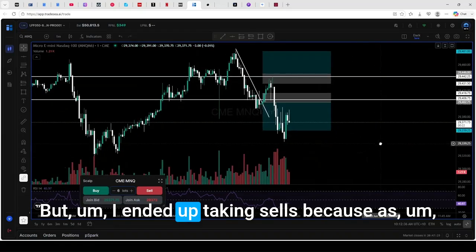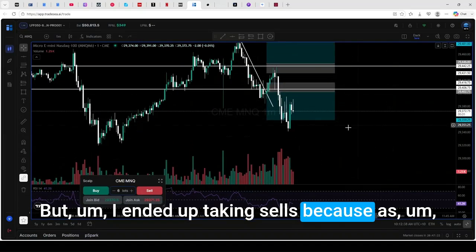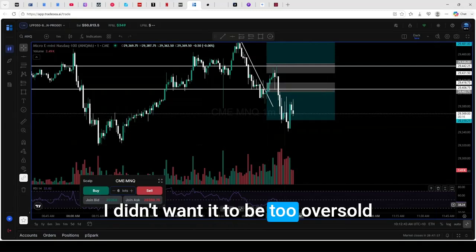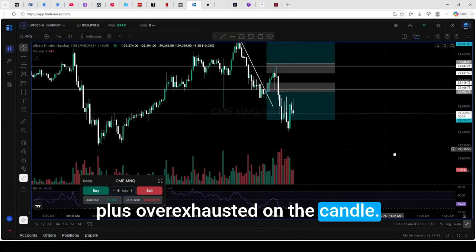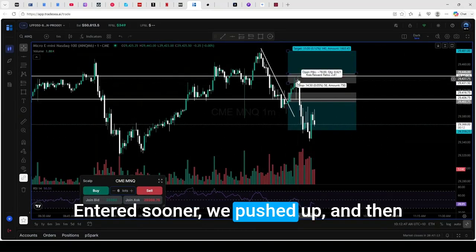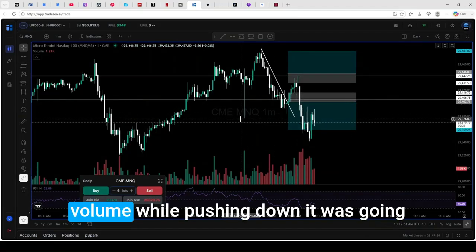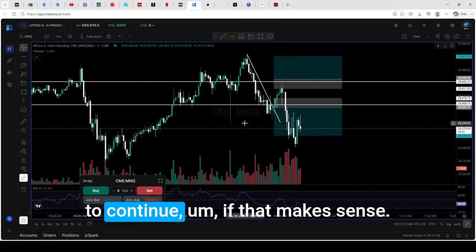I ended up taking sells because as of this point, once again, I didn't want it to be too oversold plus over-exhausted on the candle. Entered sooner, we pushed up and then we pushed down with great volume. I could see with the volume pushing down that it was going to continue.